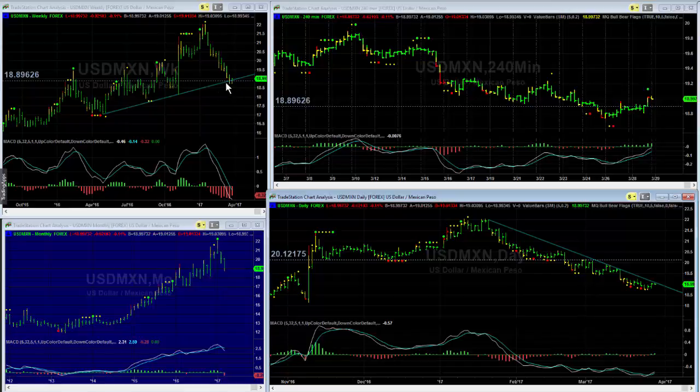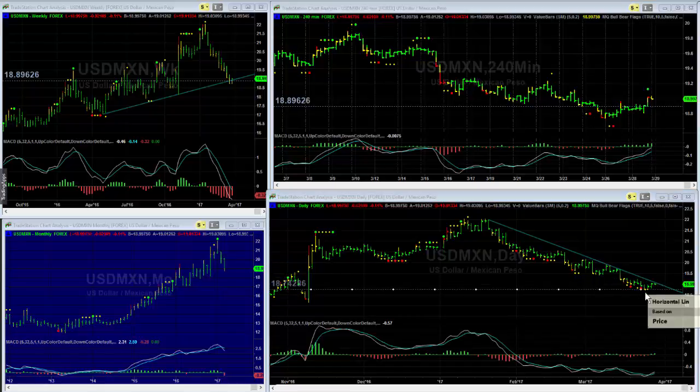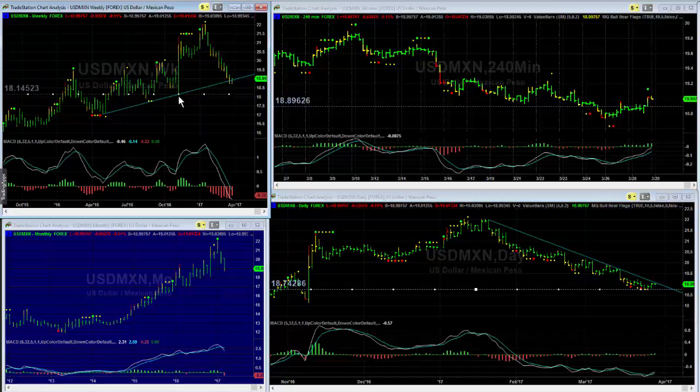If we make a quick turn and come back down again, which I would say is a little bit more likely, then we could watch for a break below 18.74286 or so, and see if we can break below that and make another run lower. It would be nice if we could do that, and that would bring us down to a bigger target of 18.14523.